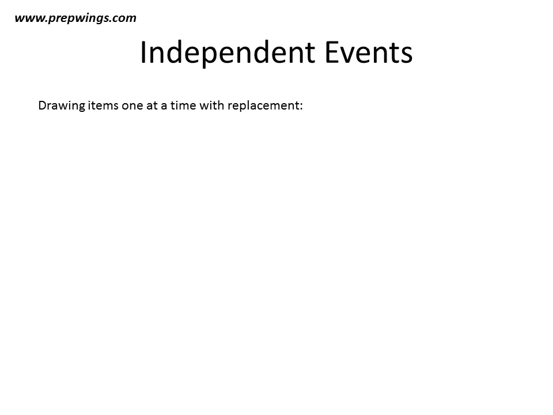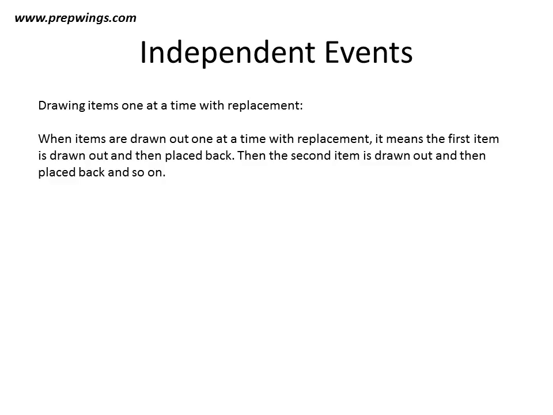Now we'll understand what it means to draw out items one at a time with replacement. When items are drawn out one at a time with replacement, it means the first item is drawn out and then placed back. Then the second item is drawn out, placed back, and then the third item is drawn out and placed back, and so on it goes.